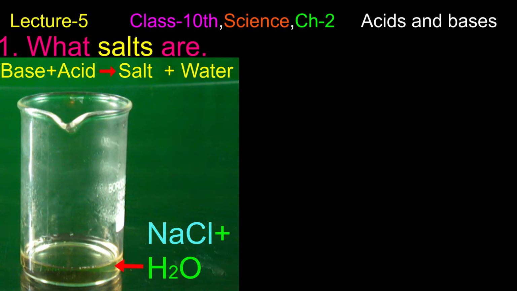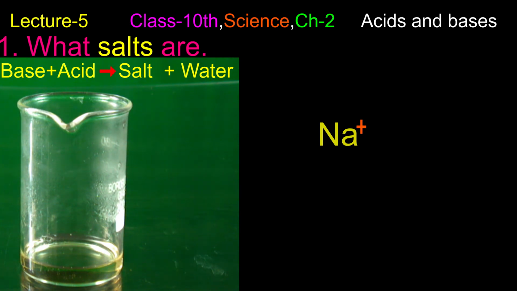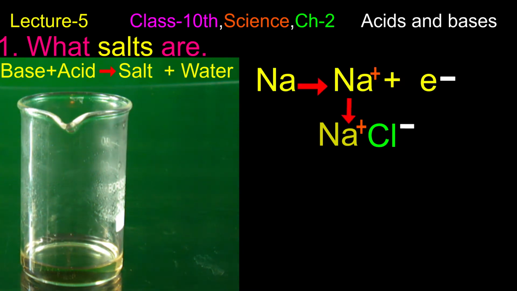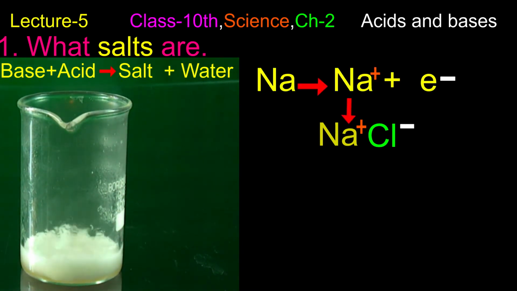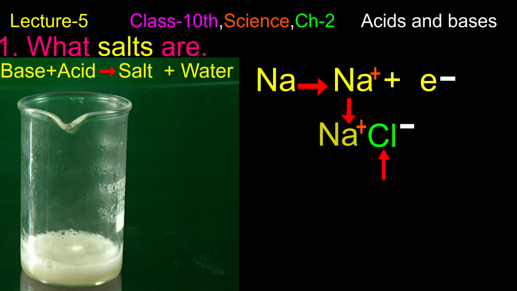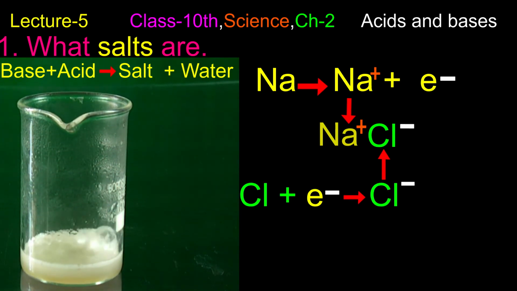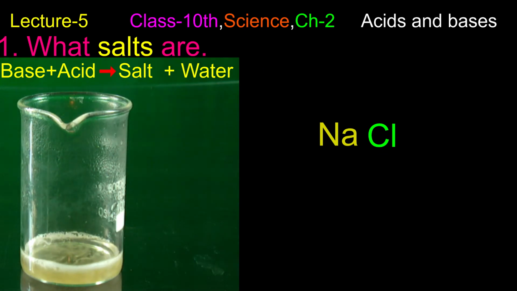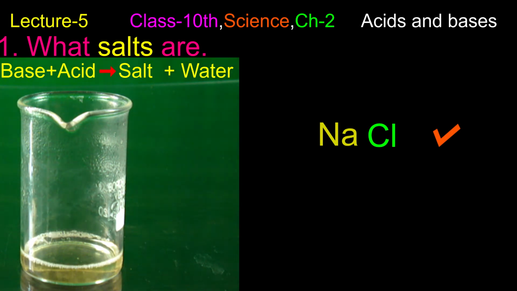Remember that in a chemical formula, the electron donor or cation or positive ion is written first and then the anion or electron acceptor. For example, in NaCl, Na forms a cation, that means Na positive, that's why it is written first, and Cl forms an anion, because it accepts electrons and forms a negative ion, so it is written later. So NaCl is the correct way of writing the formula and not ClNa.